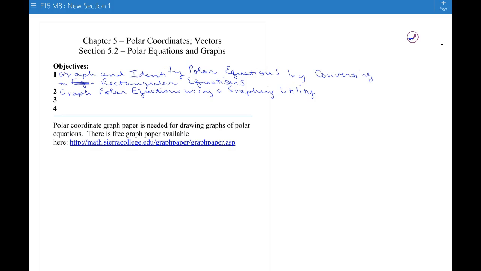And then the third objective is to test polar equations for symmetry. And then the last thing will be to graph polar equations by plotting points.